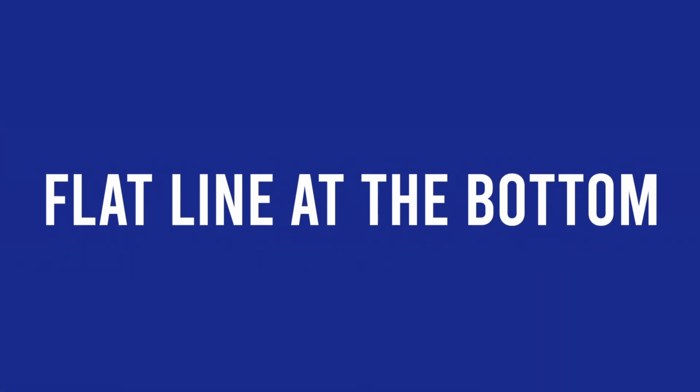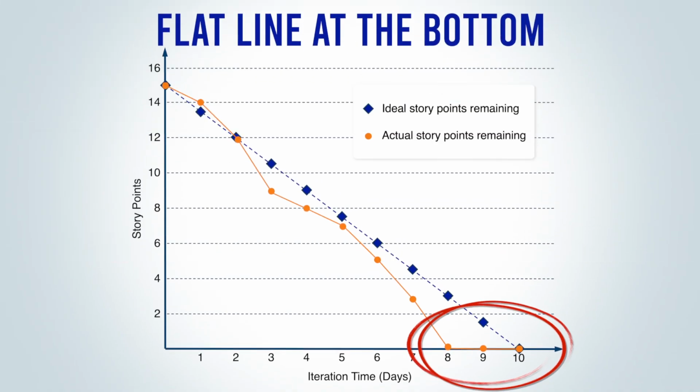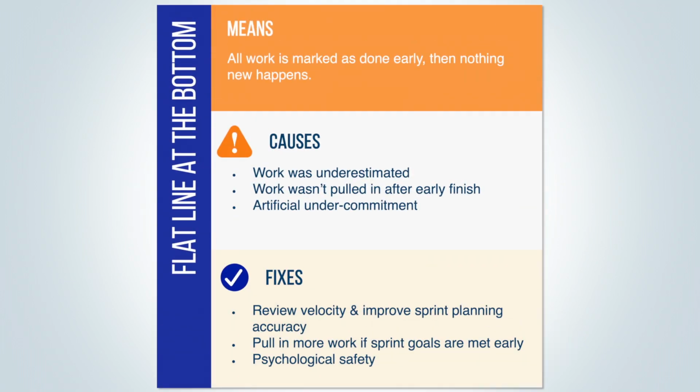Number 4, flat line at the bottom. This means that all work has been marked as completed early, and then there is a period at the end of the sprint where nothing happens because there's nothing left to do. The obvious cause for this was that work has been underestimated and therefore completed early. In association with this, after the early finish, no new work is pulled through to get ahead during this sprint.